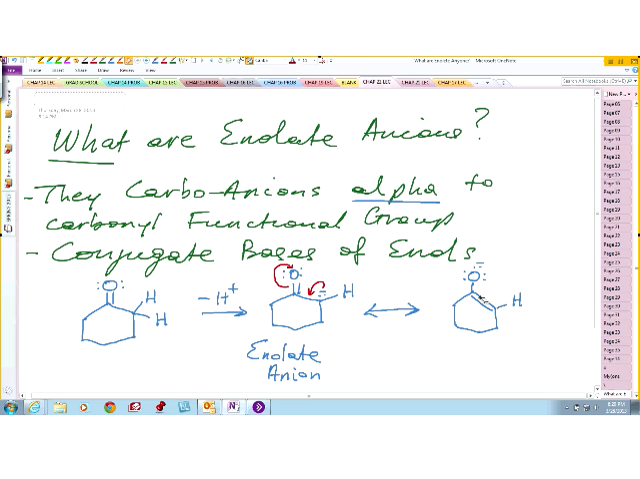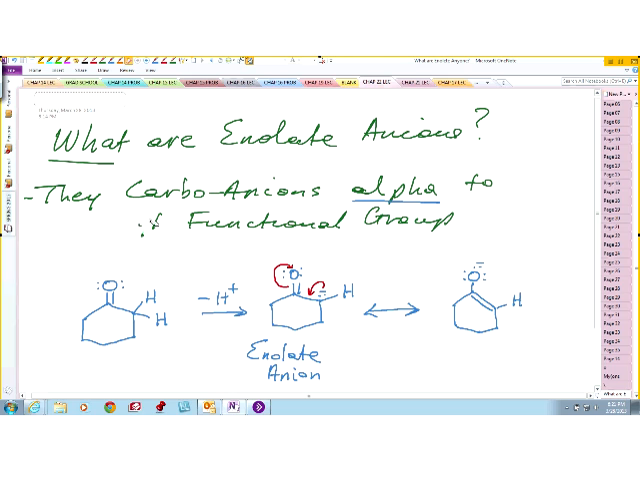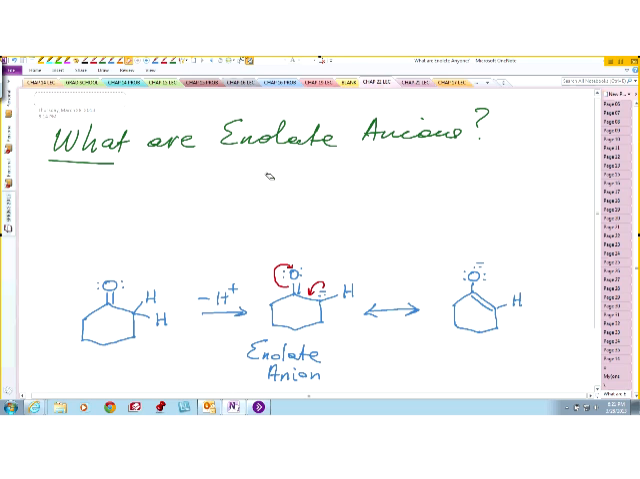Now, if you then also look at the resonance structure, this structure right here, if you recall, a couple of chapters ago, we gave you an enol. We told you this was an enol. So if you look at this enol here, you could almost think of an enol as a vinyl alcohol.